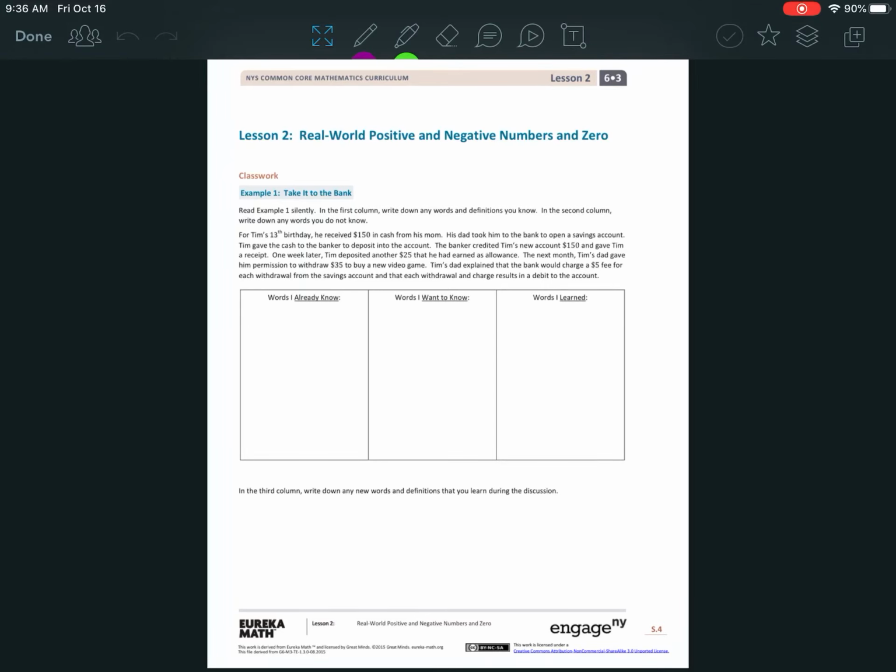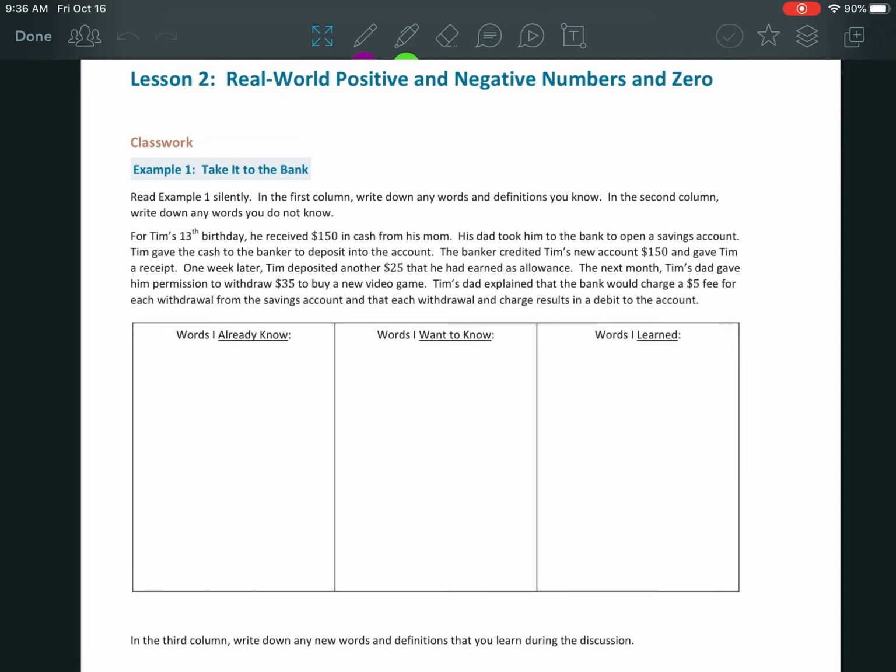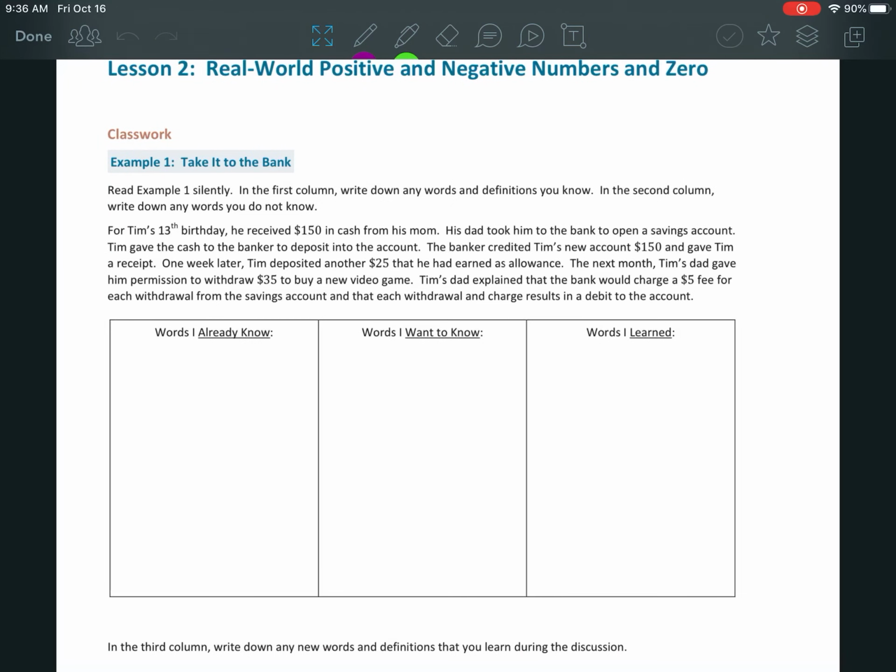Hello, today we are doing lesson 2. So we're looking at real world positive and negative numbers and zero.